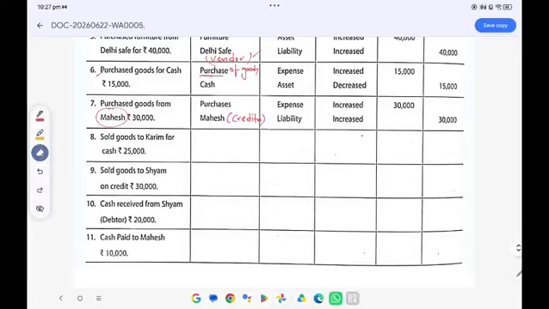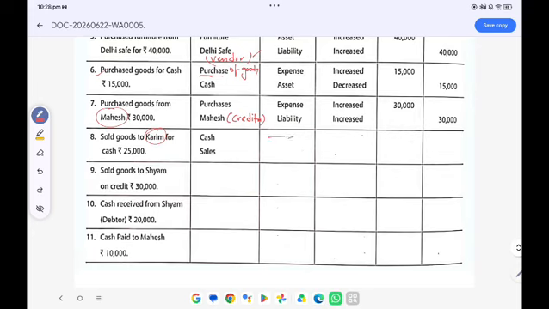Now the eighth transaction. Sold goods to Karim for cash. The two accounts involved are cash, because we received cash, and sales. We ignore the Karim name here, because once we receive cash from Karim, he is not our debtor since he paid off. So that's why we ignore Karim's name. So cash and sales are included.